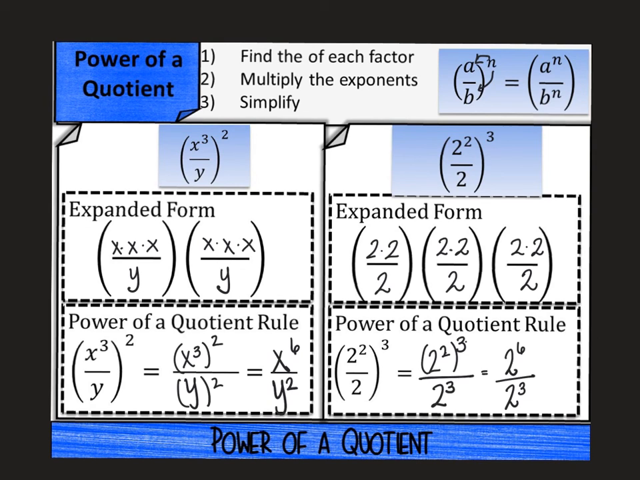Now, there's one more step, because if you kind of look up at this previous part, these would cancel out. So think about your division rule, your quotient rule. So if I have 2 to the 6th divided by 2 to the 3rd, we subtract those, and we're really left with 2 to the 3rd.